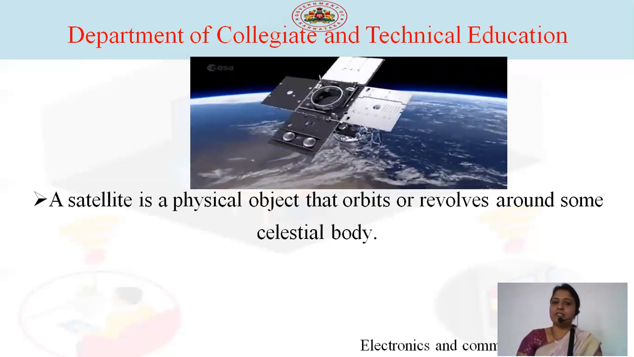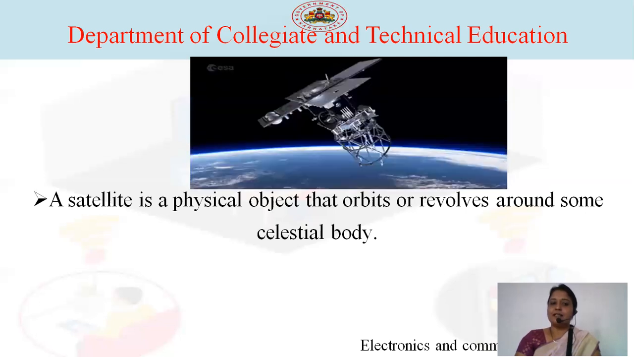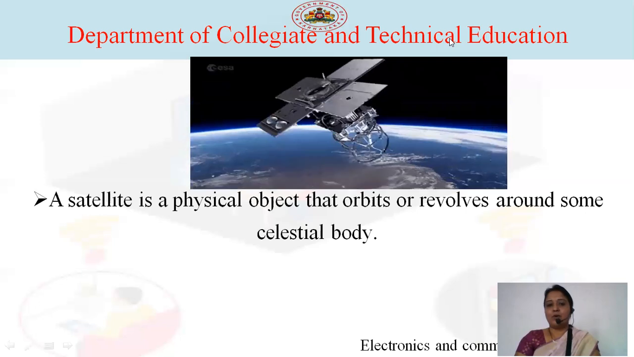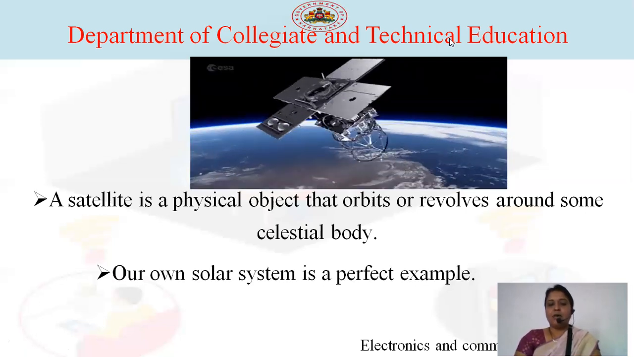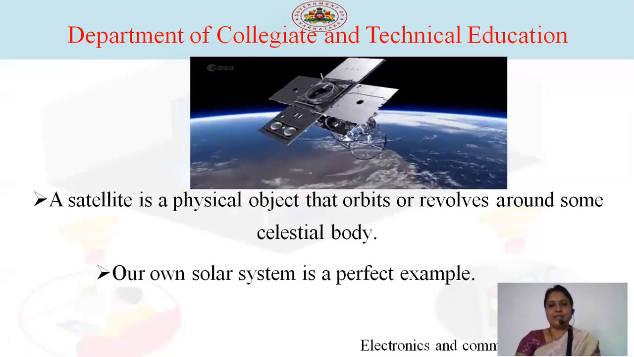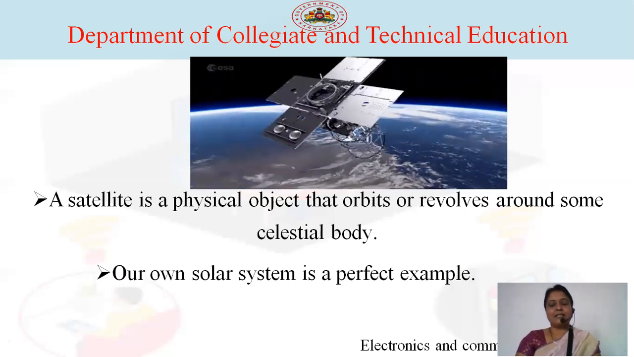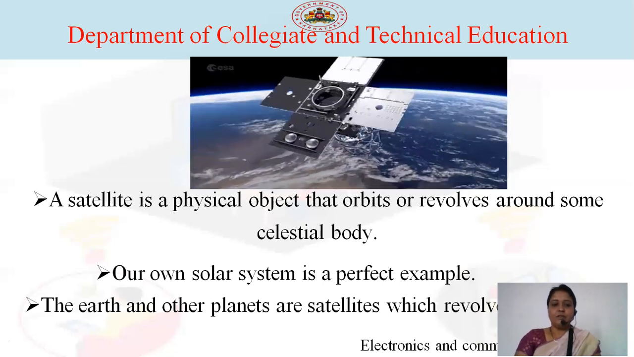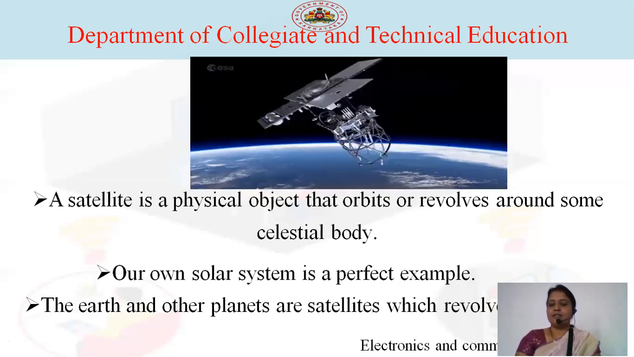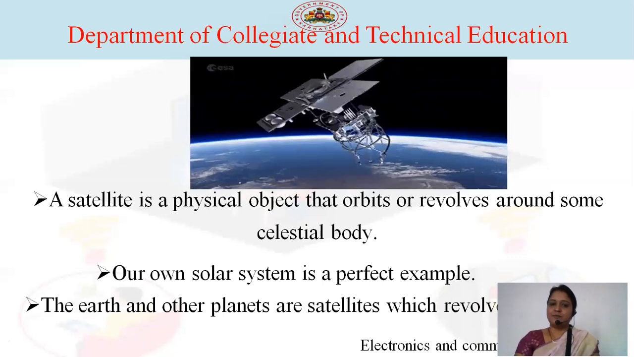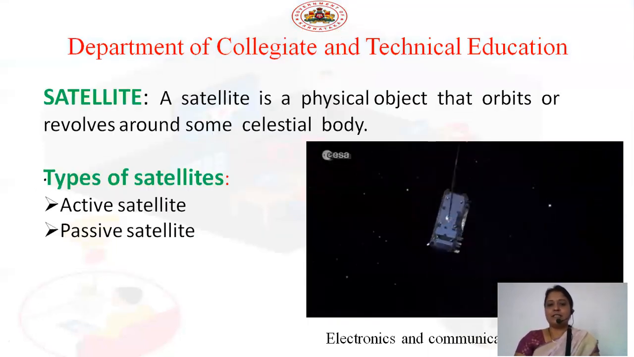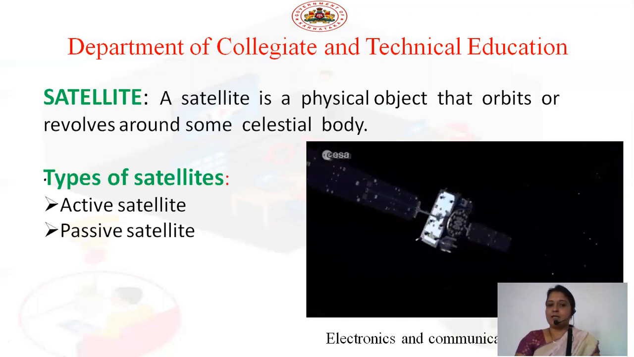Now, for the definition of the satellite: a satellite is a physical object that orbits or revolves around some celestial body. Our own solar system is a perfect example. As I said, here it is the perfect example for the satellite system. The Earth and other planets are satellites which revolve around the sun.